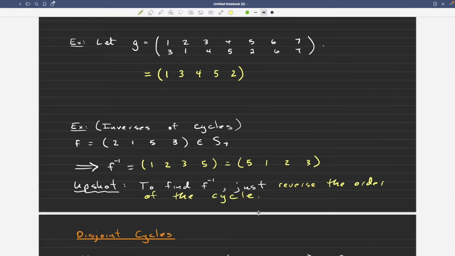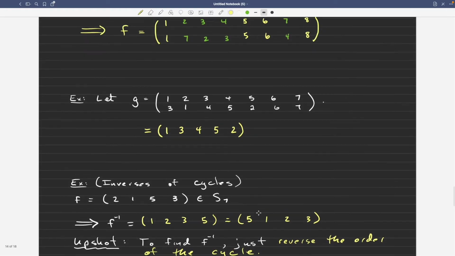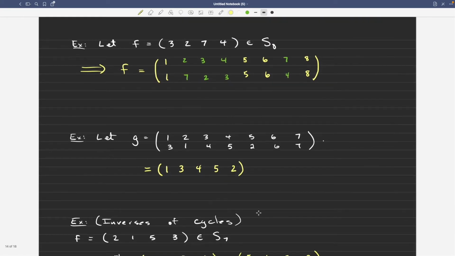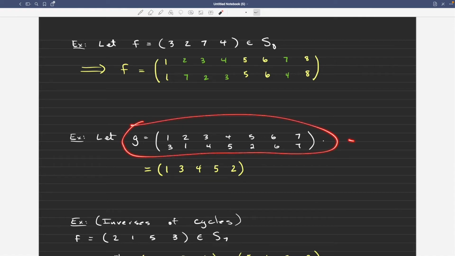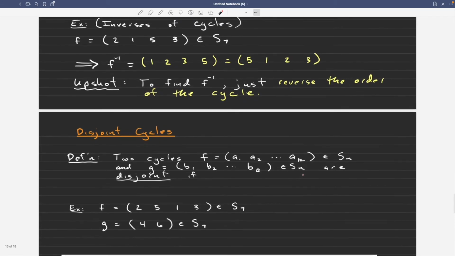Now one thing that needs to be pointed out here is that not every permutation is a cycle. I picked very specific examples that I knew were cycles. Even this example G in the middle just looks like a standard two-row permutation, but I cooked this one up specifically because I knew that it was actually a cycle. But not every permutation is a single cycle. So we need to talk about disjoint cycles and products of cycles.